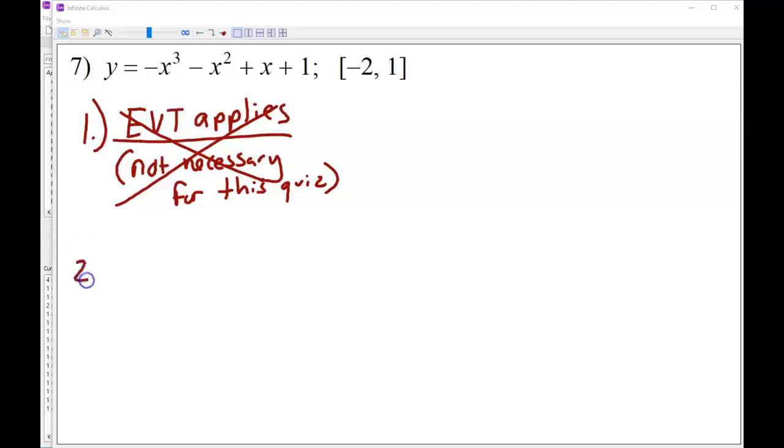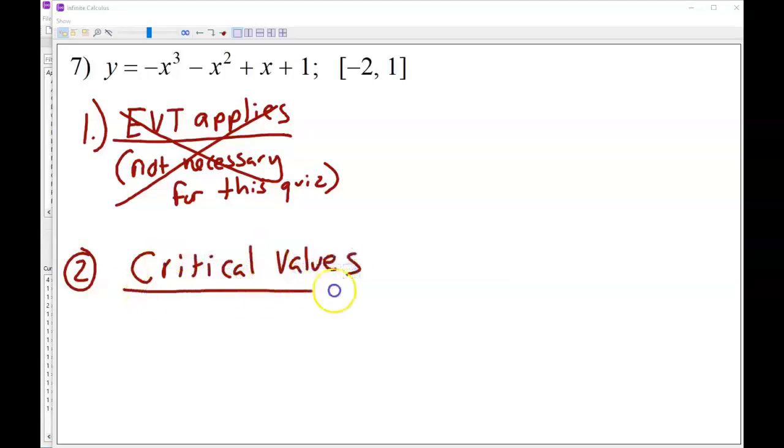Step 2 is to find the critical values. Now, critical values are where the derivative equals 0 or where the derivative is undefined.